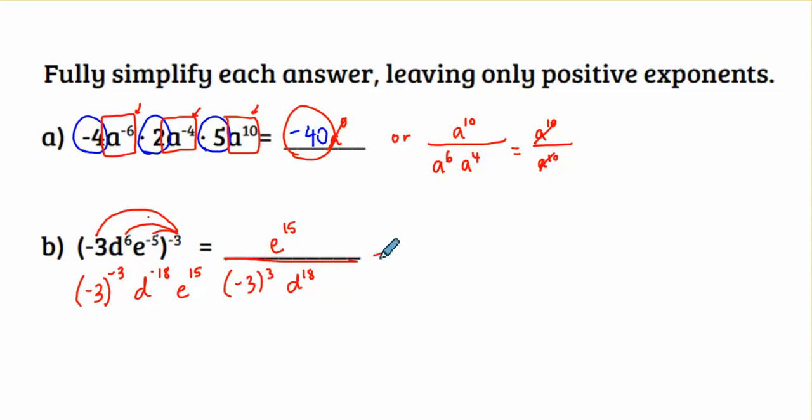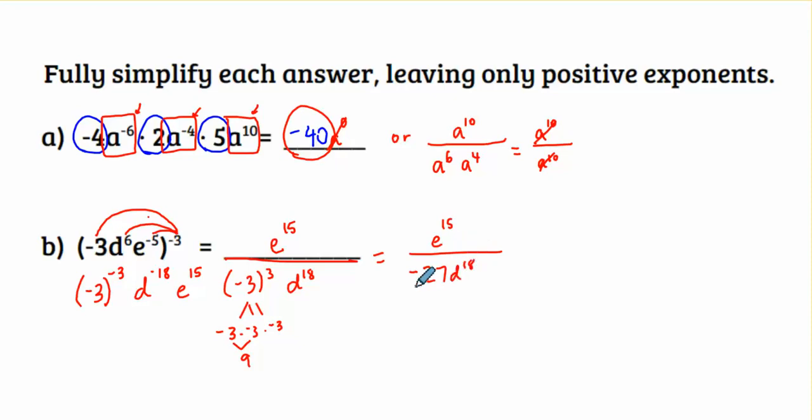So the only thing we need to do now at this point is actually figure out what this is. -3 to the 3rd power is -3 times -3 times -3. Well, -3 times -3 is a +9, and +9 times -3 is a -27. Everything else is already done for us.